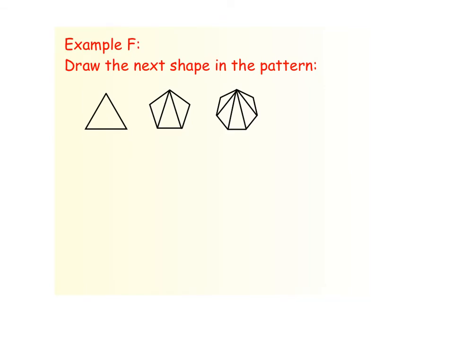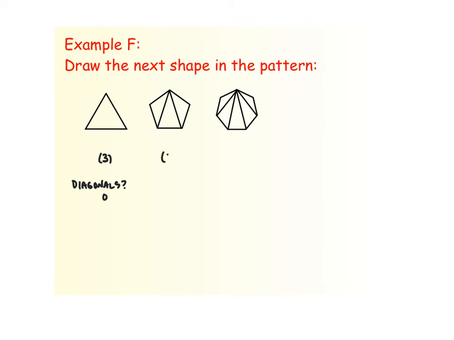Okay, pause the video, attempt to draw the next shape in the pattern. Okay, you're back from drawing the next shape in the pattern. Now let's look at the number of sides. 3 sides. How many diagonals would there be in the first shape? Well, in the first shape, there'd be 0.